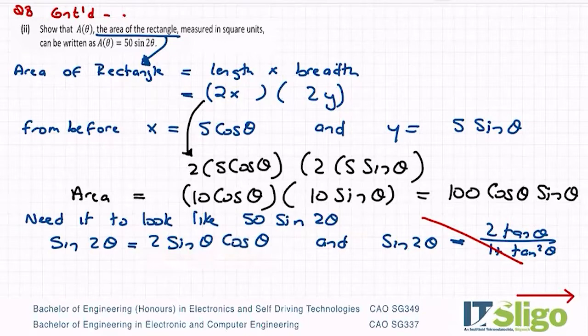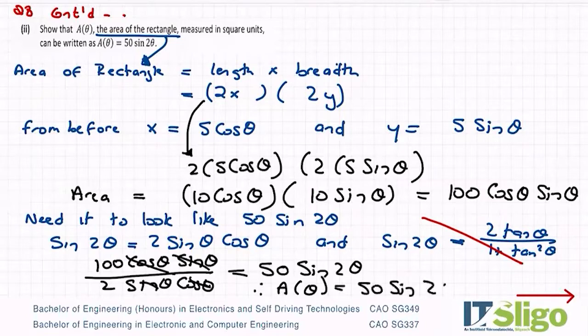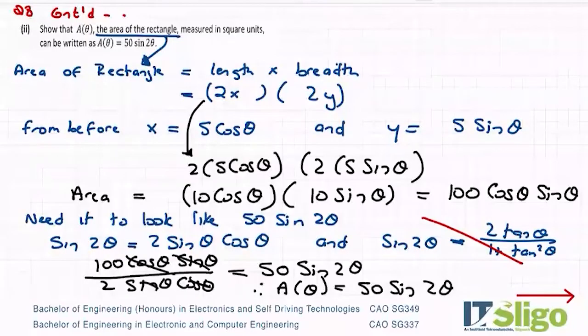Okay, so let me take my 100 cos theta sine theta. Let me divide it by 2 sine theta cos theta. This, and see how many sine 2 thetas have I. Okay. So that's going to cancel. So I'm going to get 50. So I have 50 sine 2 thetas. Okay, so therefore, the area in terms of theta can be written as 50 sine 2 theta. Okay, so use the identities if you've worked your way through it and it's sine, cos, or tan in a different format. You can use those pages of identities in your log tables to rewrite them in a different format.